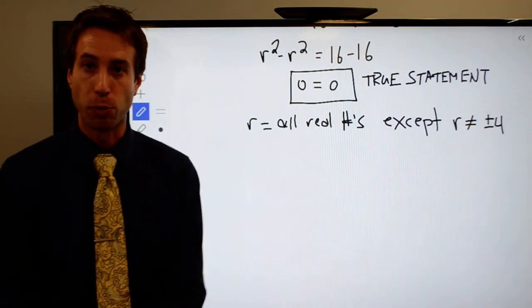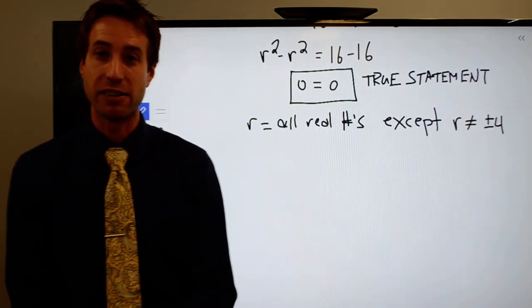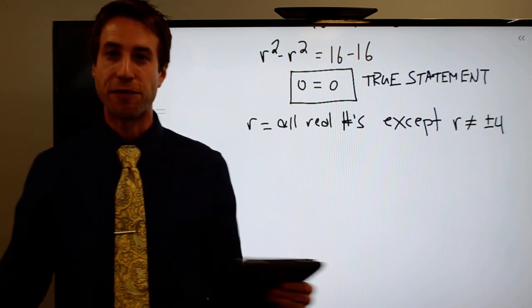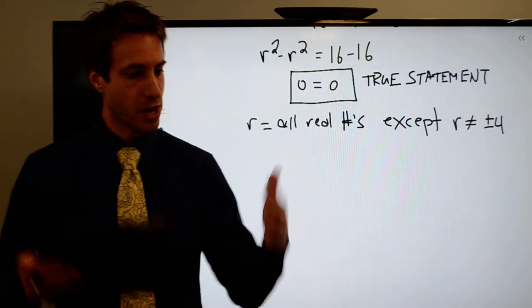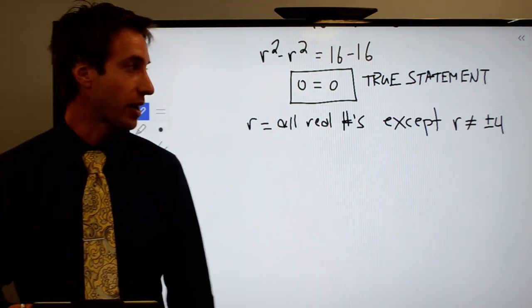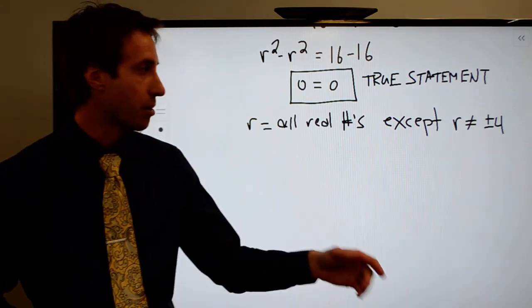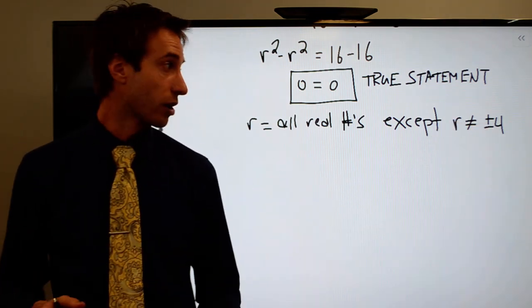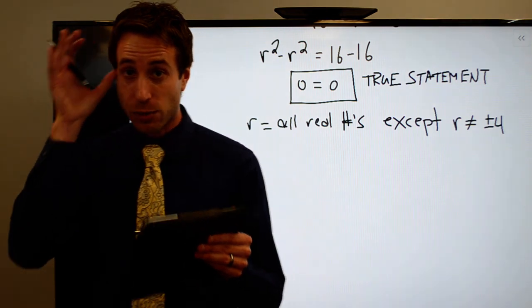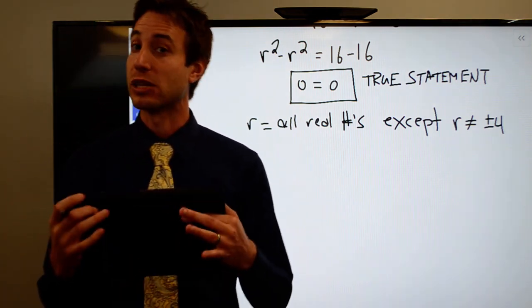r cannot equal plus or minus 4 because that would give me division by 0. So pick your favorite number. As long as your favorite number isn't a plus or a minus 4, you're good. It'll work, right? So pick anything you want to, anything on the real number line, just not those two values. It will work. All right, guys, that takes care of that first objective where we are solving rational equations.